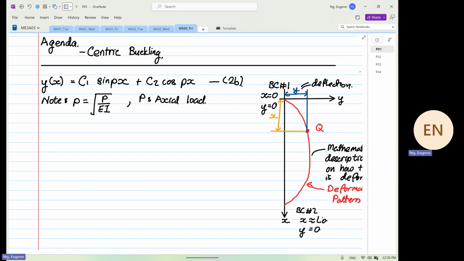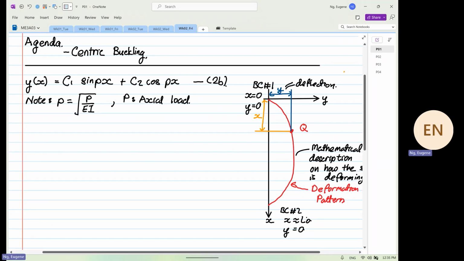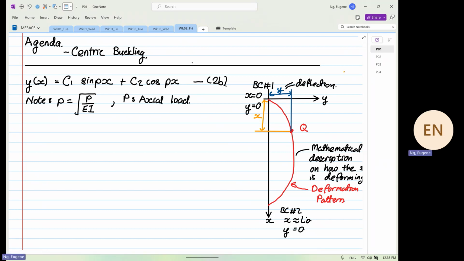Okay, so there is a difference. So what we have just done in equation 2b, we have just written what? So this is what we call our general solution. A general solution, so basically this function over here in equation 2b describes a curve like this, okay?